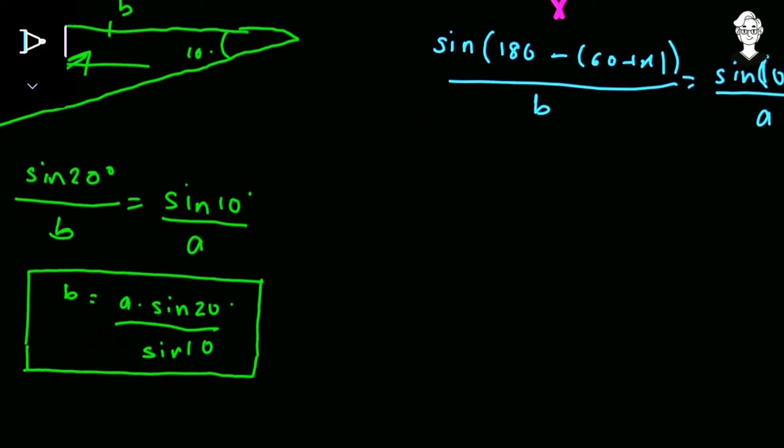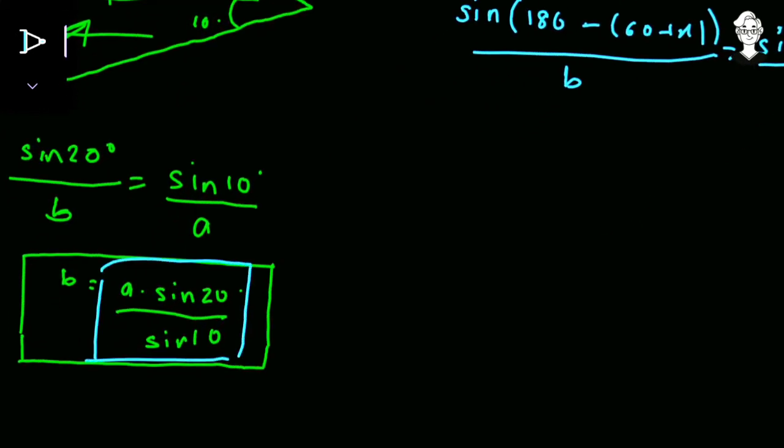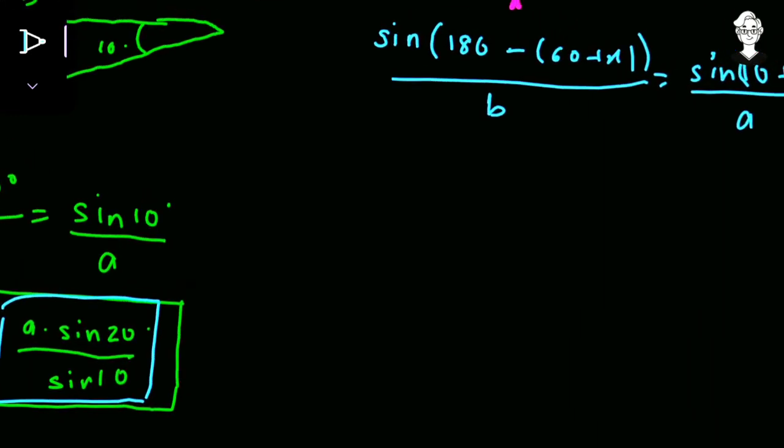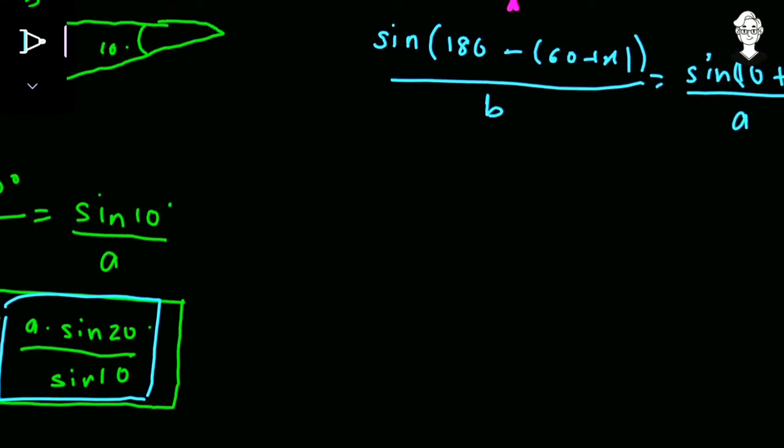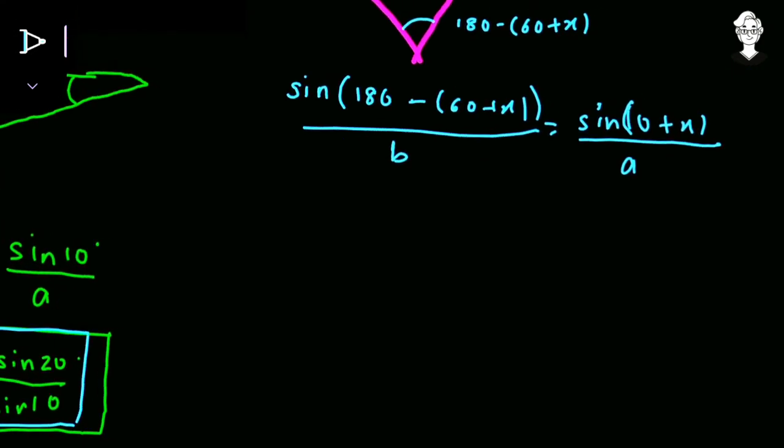Now remember that we have the value of B in terms of A. That's why I have kept it in terms of A, because as I put the value of B over there, it will have A in the denominator, and A is also in the denominator on the other side, so they both are going to be cancelled.